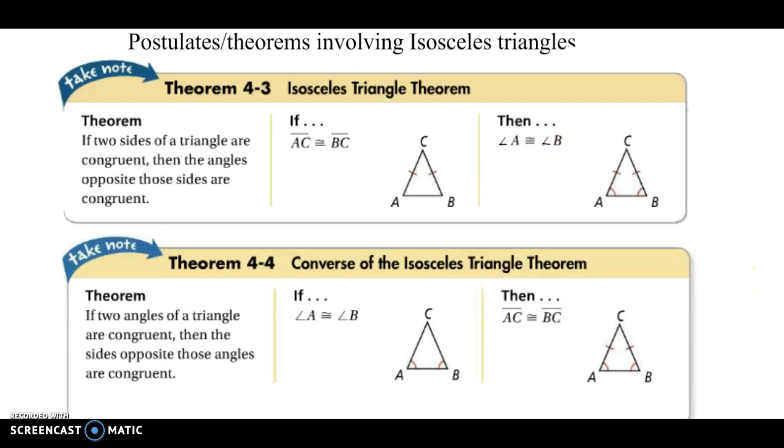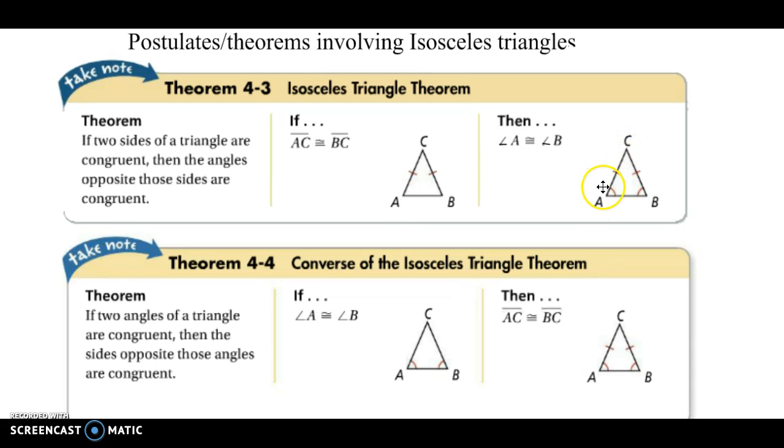Okay, so there's a couple postulates or theorems that involve isosceles triangles. The first is called the isosceles triangle theorem. Pay no attention to these numbers. This is just specifically from a textbook, and it's not even your textbook. The isosceles triangle theorem says if you have an isosceles triangle, meaning the two sides are congruent, then you can say that the angles opposite of those two sides are congruent as well.